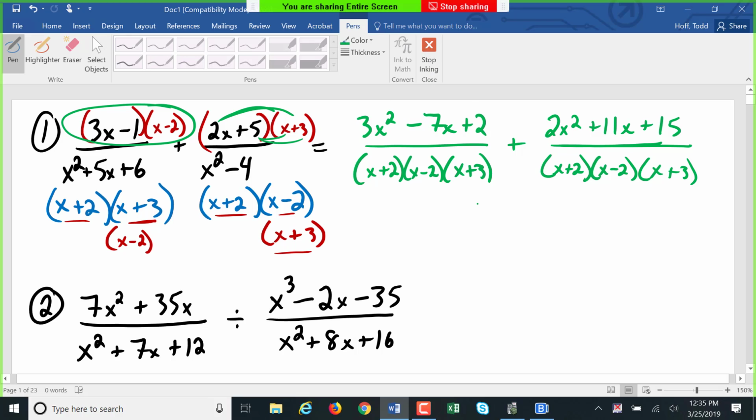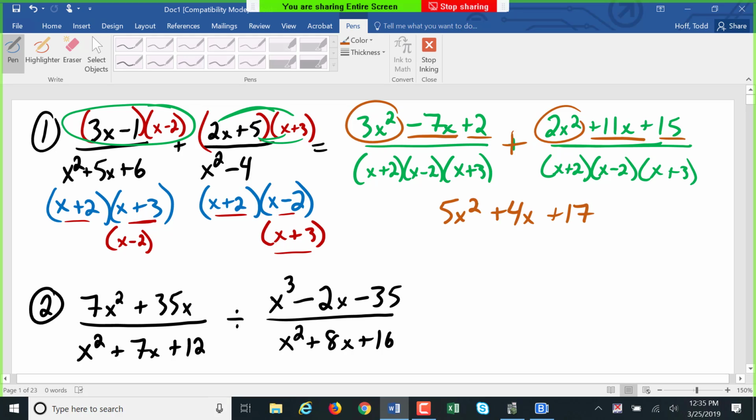Any questions on how I made it this far so far? Okay. So now we have to add. So we're adding here. We're going to add like terms. 3x squared plus 2x squared is 5x squared. Negative 7x plus 11x is positive 4x. And 2 plus 15 is 17.